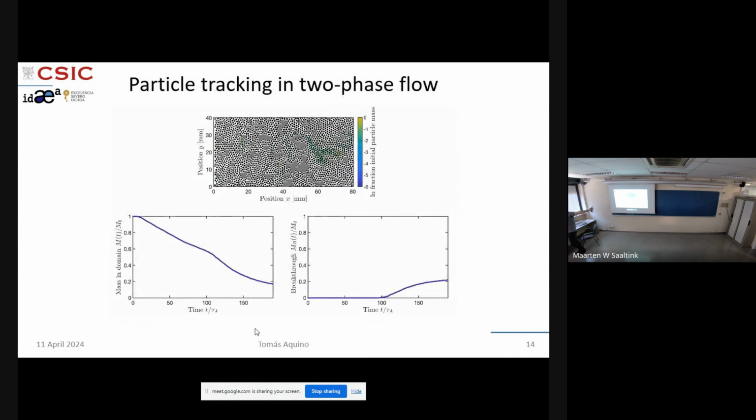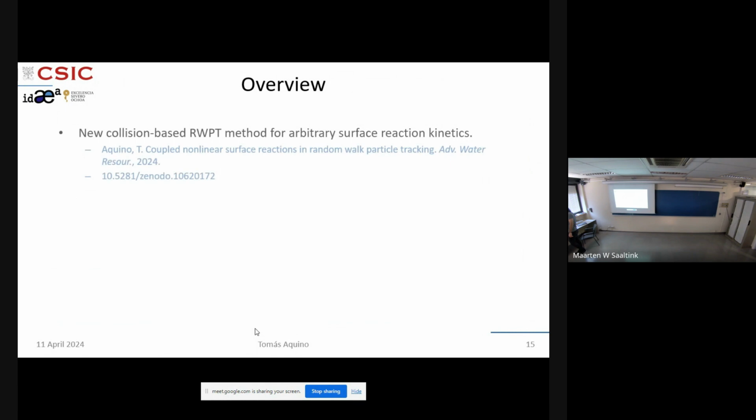But again, I have not implemented the nonlinear stuff here, this is just a linear relation. Basically, I've discussed the new way to do nonlinear coupled surface reactions using classical random walk particle tracking. If you're interested in the details, the paper came out quite recently. And there's also a little Zenodo repository where I put the code.